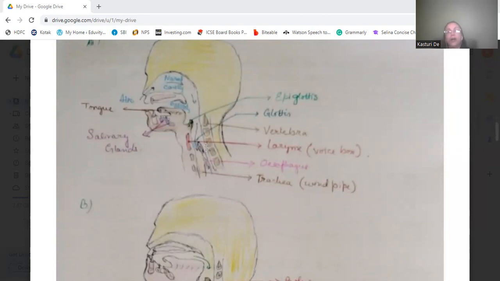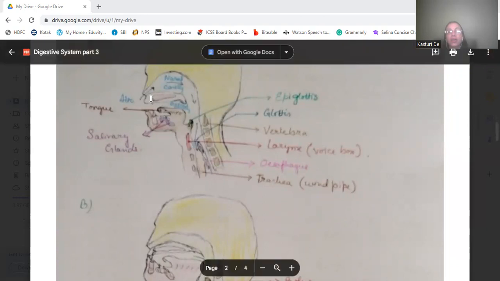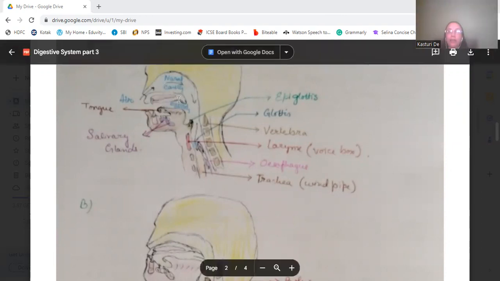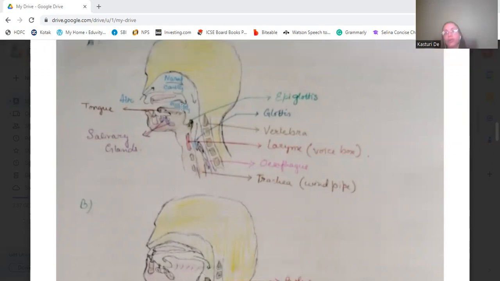Now, this is the upper jaw. This is the lower jaw, and this is the tongue. We have three salivary glands: 1, 2, and another at the back of the ear, which is not shown here. Now, when the food is getting inside, the tongue will move upward and backward, pushing the bolus into the pharynx.